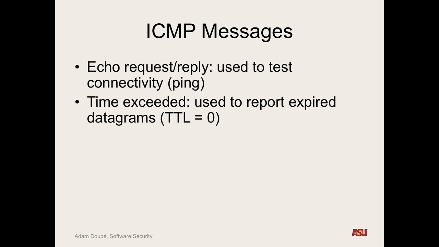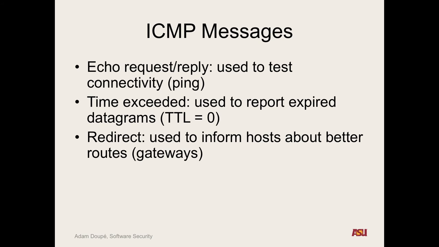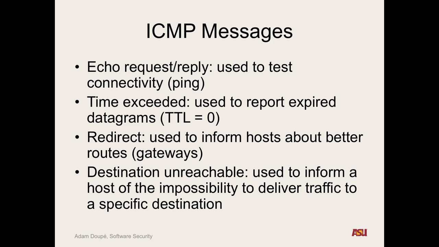When we have a TTL exceeded, right? When that TTL field gets to zero, if the switch is being nice, it should send us a message back to say, hey, your packet just expired. Something's wrong. Gateways can use a redirect ICMP message to say, hey, if you actually want to talk to this machine, you should talk to somebody else, which we saw we could maybe use to poison traffic to us, or maybe we'll talk about that. And we can say destination unreachable, right? This is when we try to send the packet to somebody that the gateway can't get to.